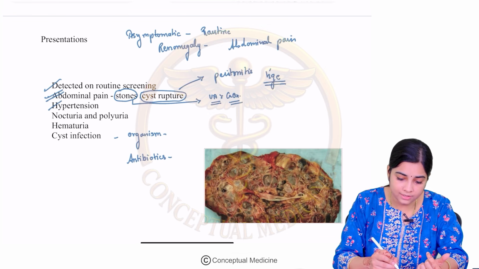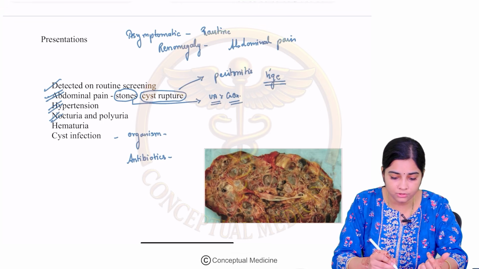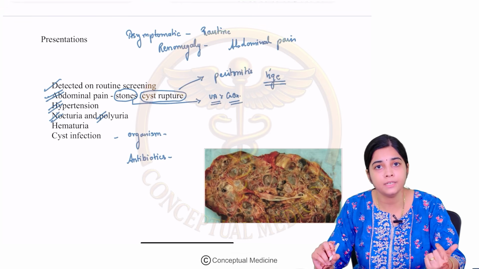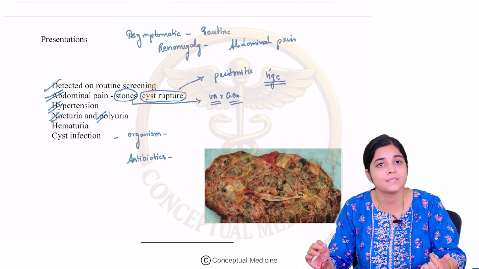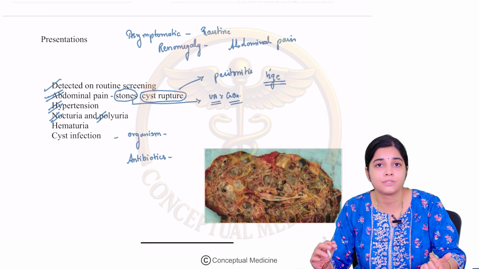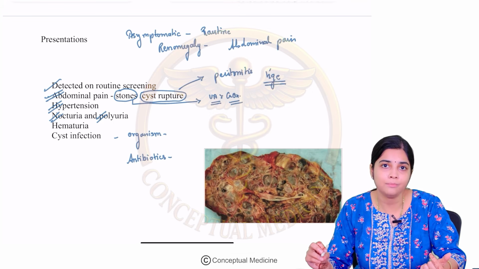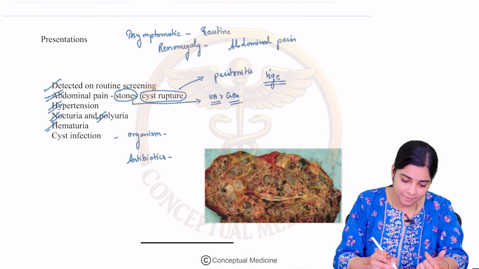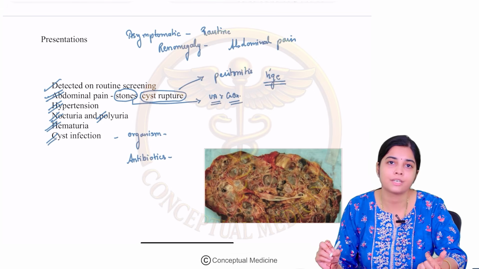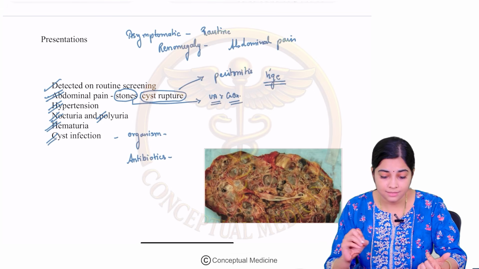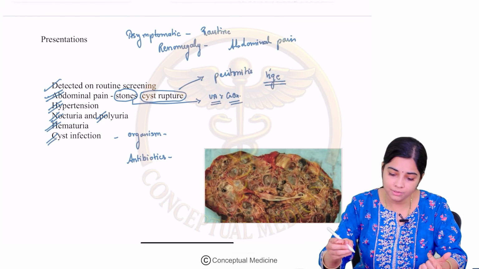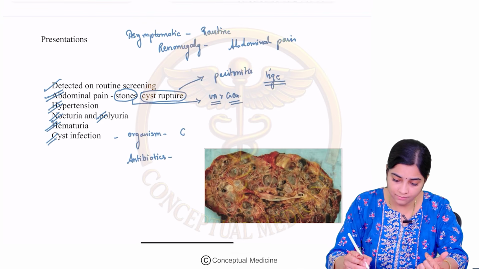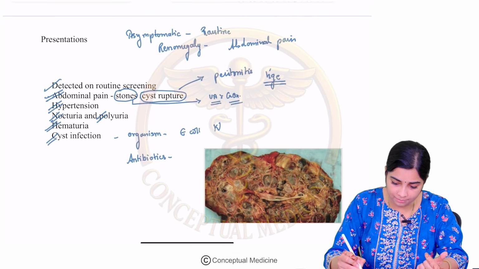Then it can cause hypertension. It can cause nocturia and polyuria, right? Polycystic kidney disease has a tendency to progress to CKD, and the earliest signs of CKD would be nocturia and polyuria. They can have hematuria and you can have cyst infections as well. Cyst infections are another very important complication of PCKD. The most common organisms associated with cyst infection include E. coli and Klebsiella.